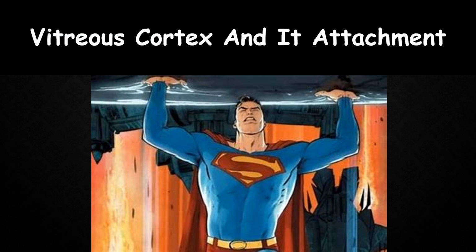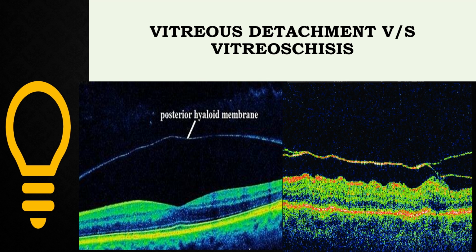So we finished talking about the vitreous cortex, the vitreous base, and also the various other attachments of the vitreous cortex with the surrounding structure. So at this point, let me introduce you to two important concepts, and these are vitreous detachment versus vitreoschisis. So what is the difference between vitreoschisis and vitreous detachment?